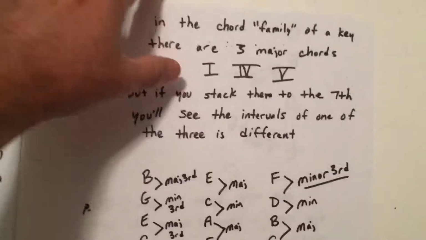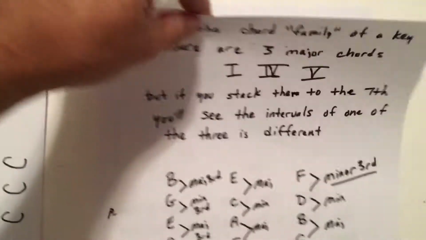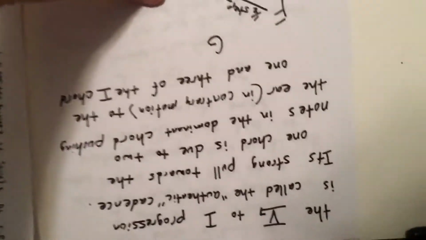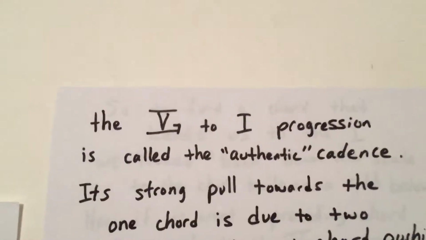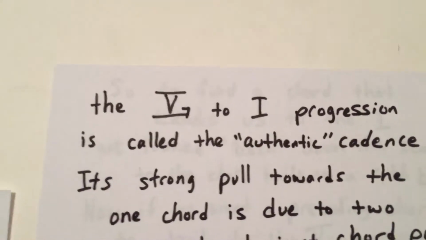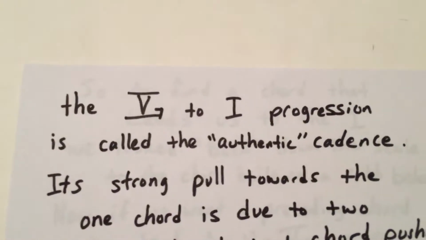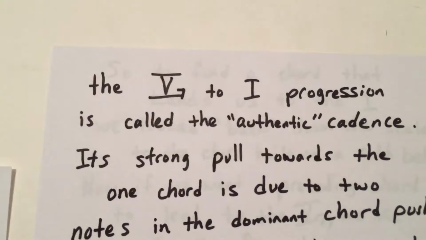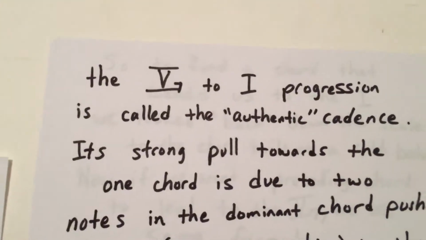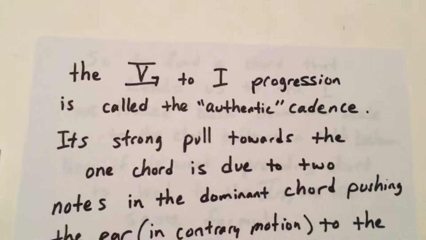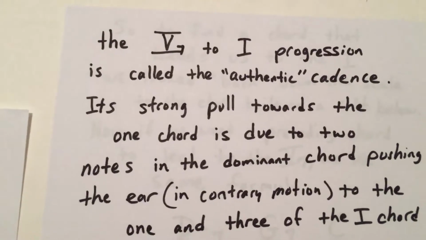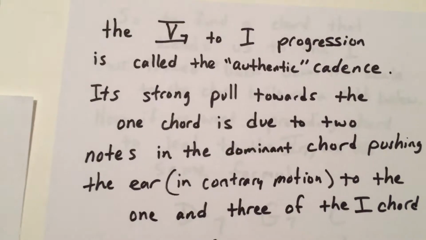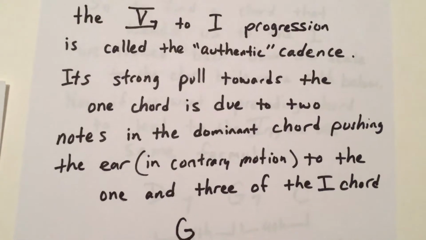Okay, but dominant chords in theory have another very important function. Turn my chart around here. As I said, there's only one dominant chord in a major progression, and that's the 5. The 5-7 is the strongest chord in the progression, and it leads you to the 1. The 5-1 progression is called the authentic cadence. Its strong pull towards the 1 chord is due to 2 notes in the dominant chord pushing you to the 1 in contrary motion, which makes it even more powerful.